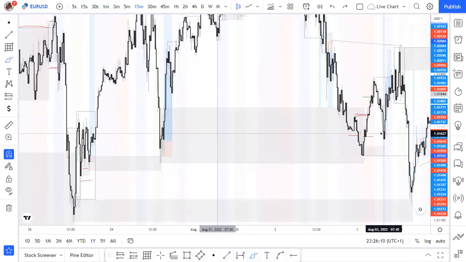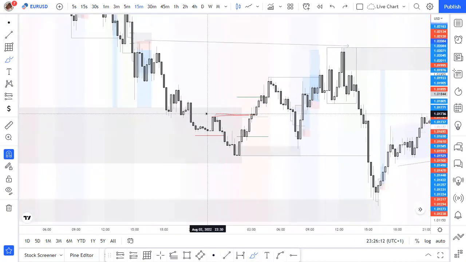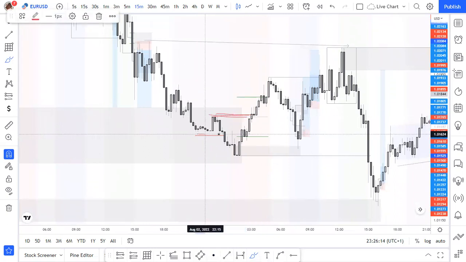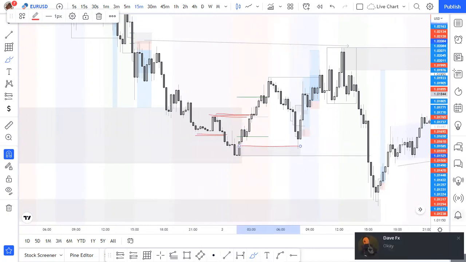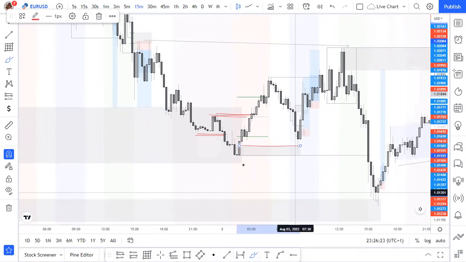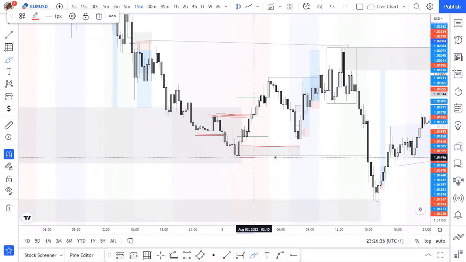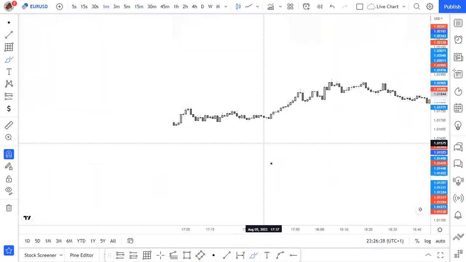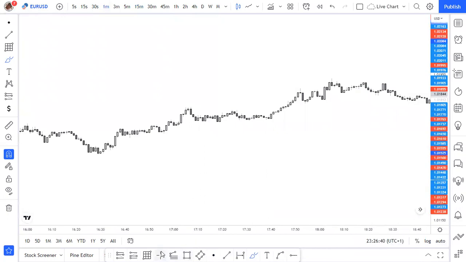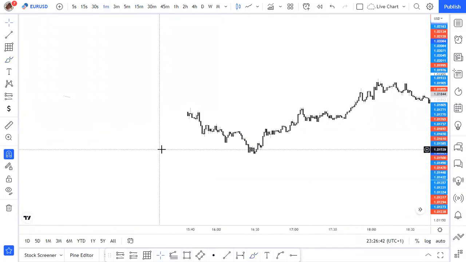So when I saw this break here, that was when I said, okay, we might be coming into this engulfed candle. So as I normally say, I won't always just set a limit at my demand zones. I want to see those confirmations before taking the trade. So let me quickly go to the 1 minute so I'll be able to show you how I took the trade.